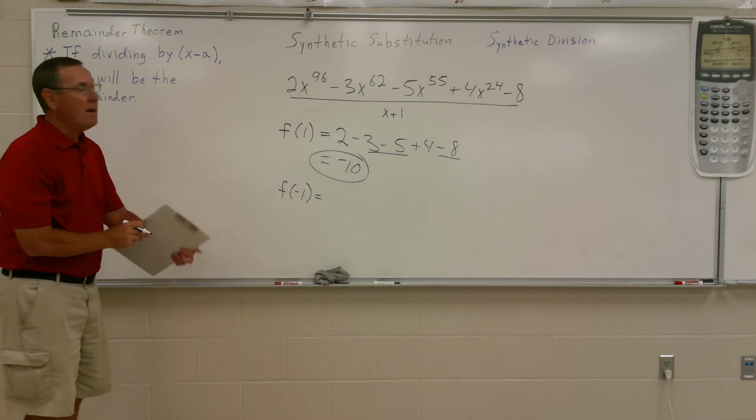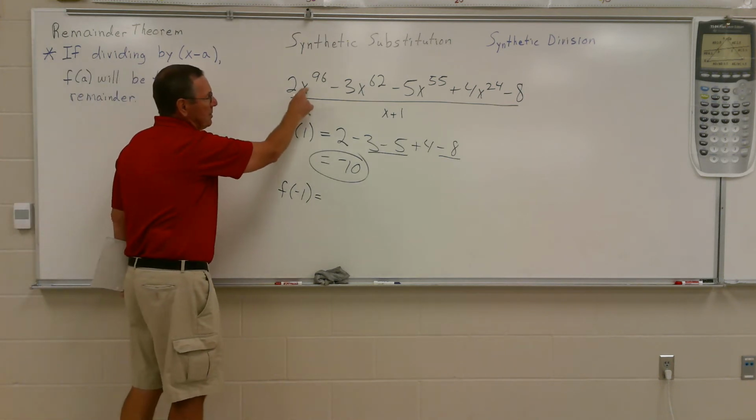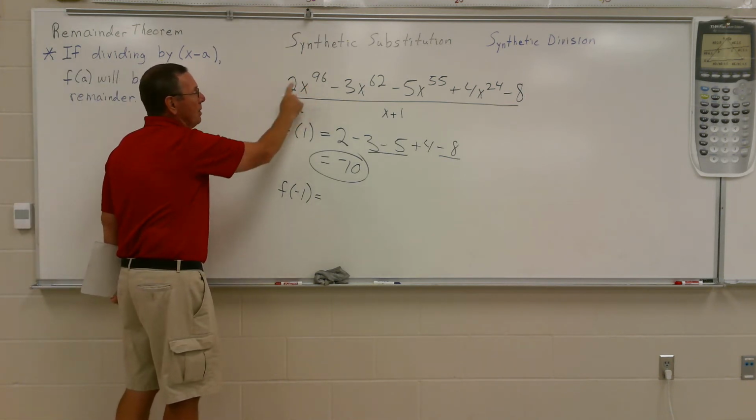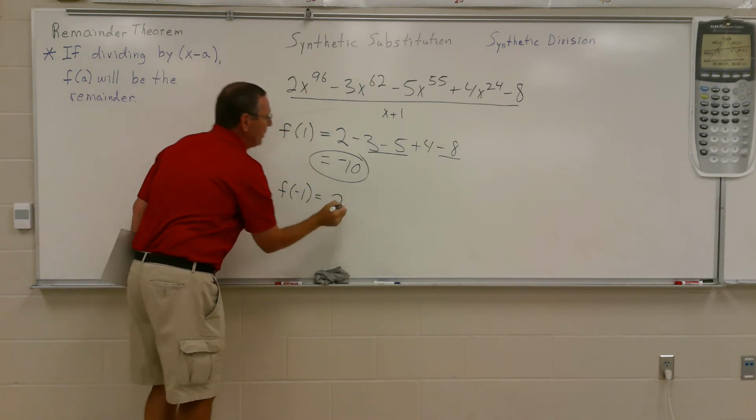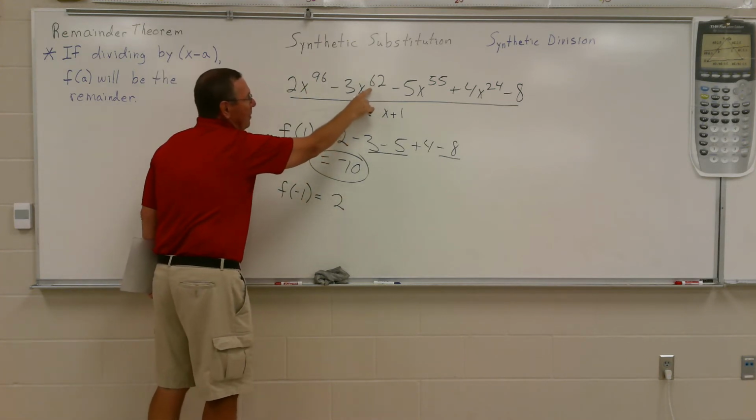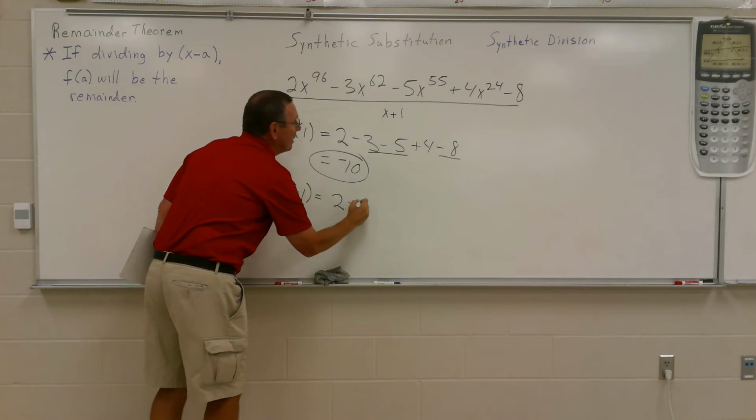Okay, be careful with your signs now. A negative 1 times itself 96 times would be 1. 2 times 1 is still a 2. If I put a negative 1 there, and for those x's, I'll still get a minus 3.